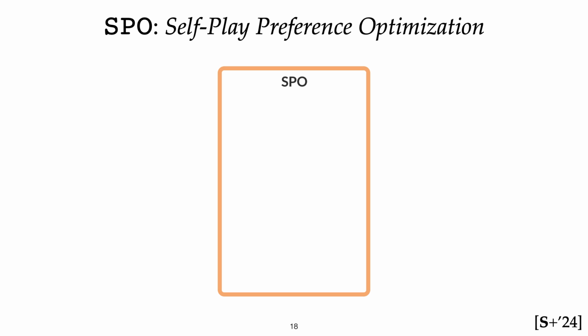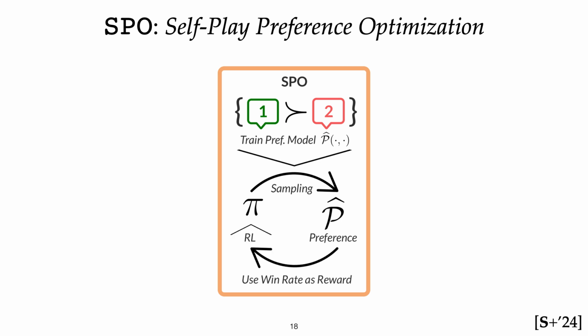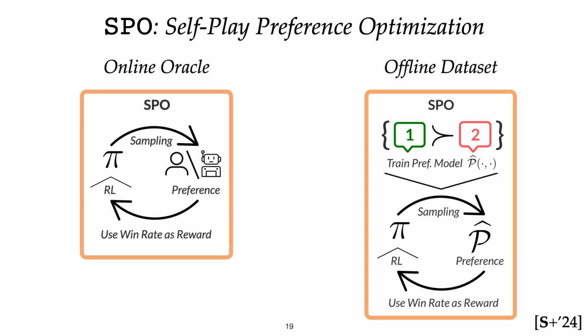In practice, one can implement SPO similarly to reward-based RLHF by first training a pairwise preference model. Then, one samples a batch of prompt completions from the current policy, uses the preference model to compute all pairwise comparisons, and then uses the win rate as a reward for a downstream RL algorithm like PPO. One can also use simpler algorithms like DPO, IPO, or REBEL to approximate the SPO update. If available, one can also use a teacher model to directly provide preference feedback rather than a specifically trained preference model.